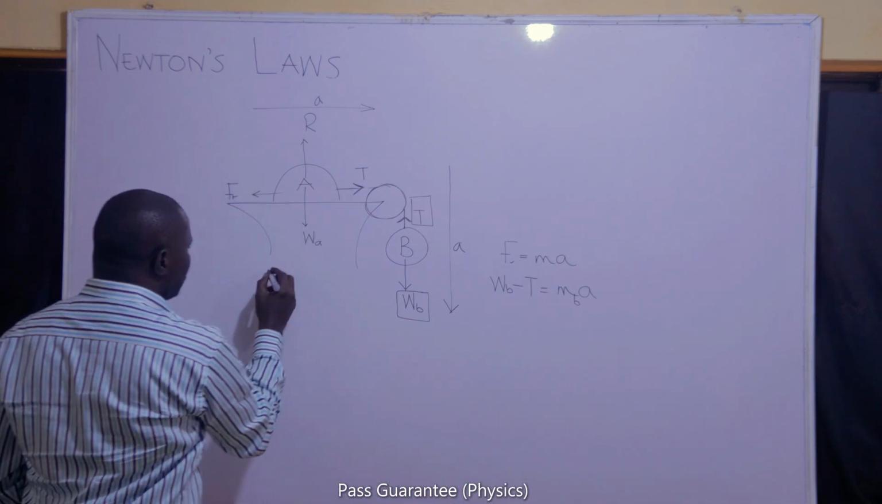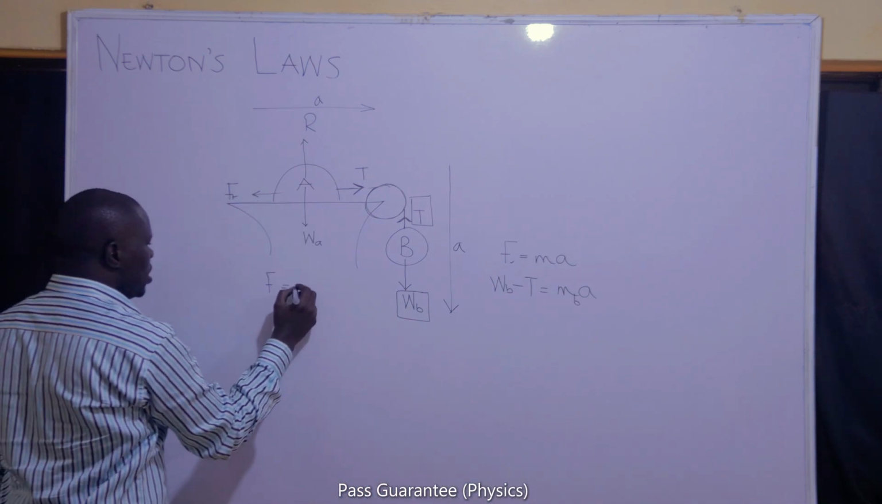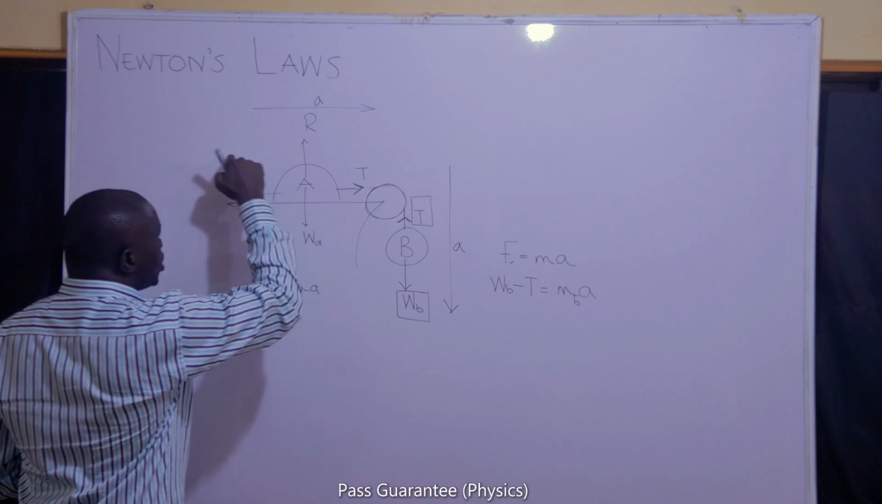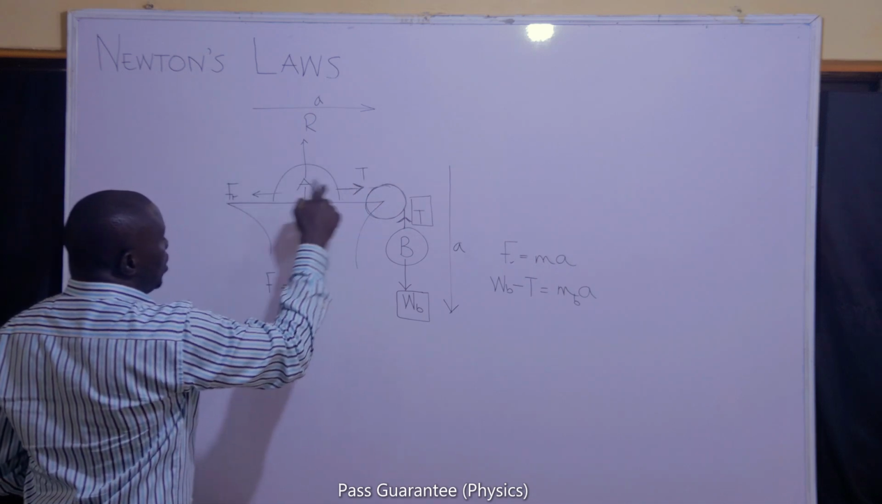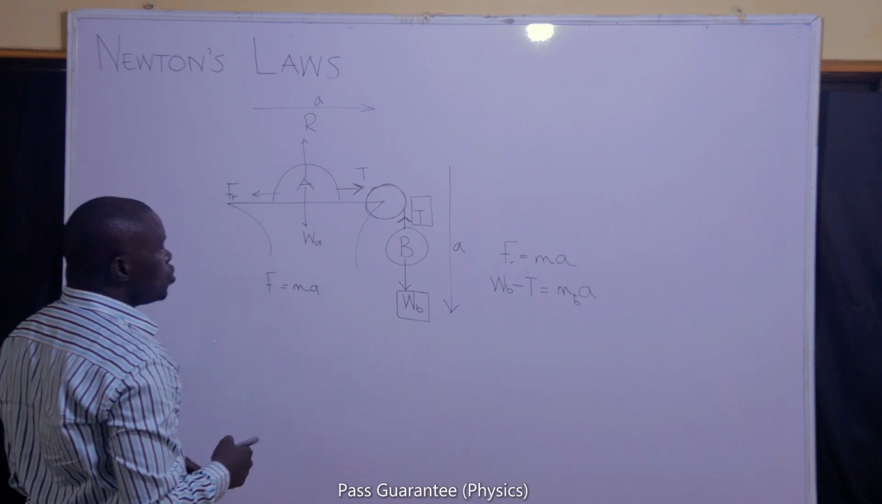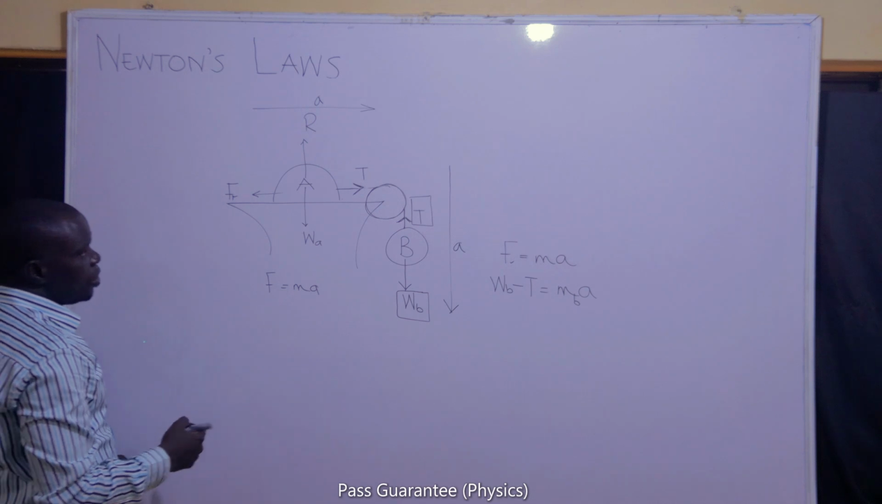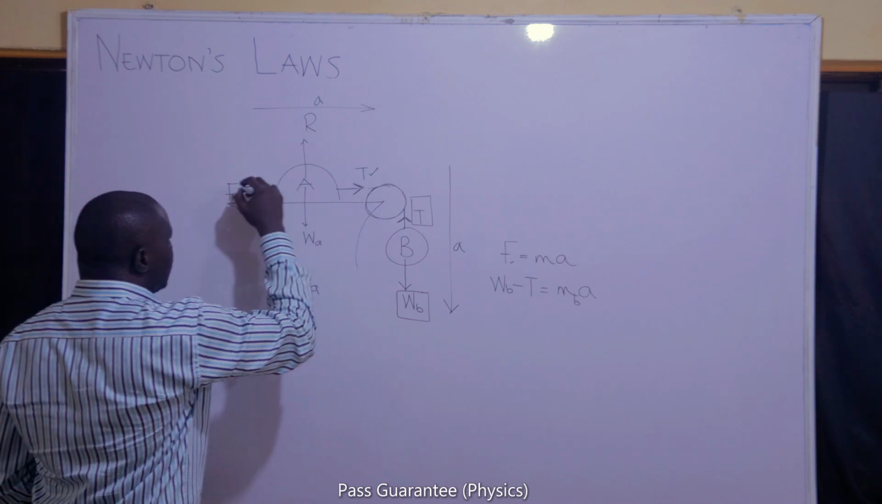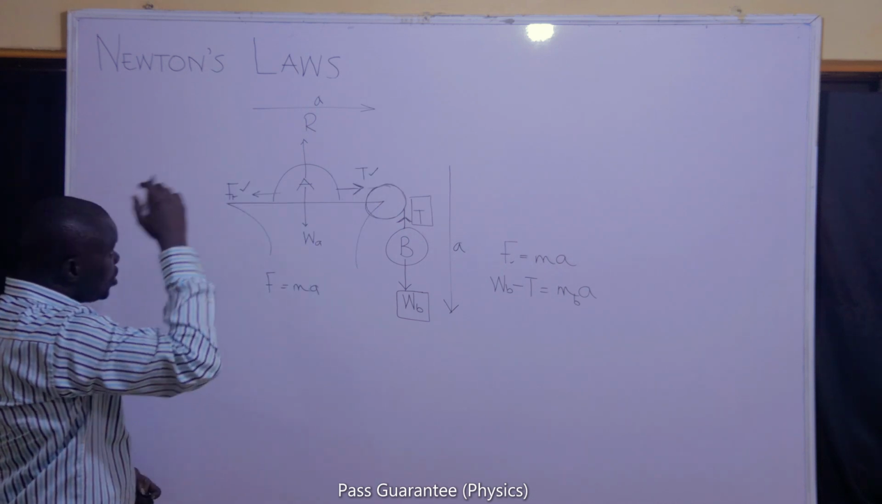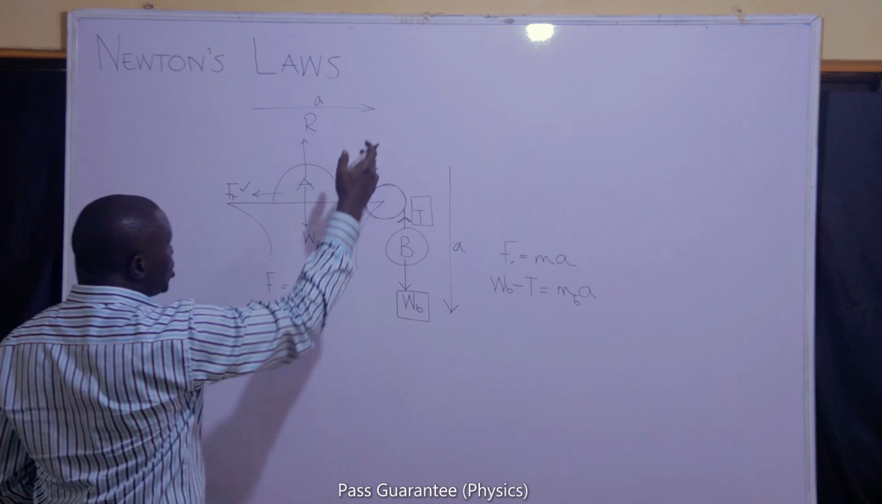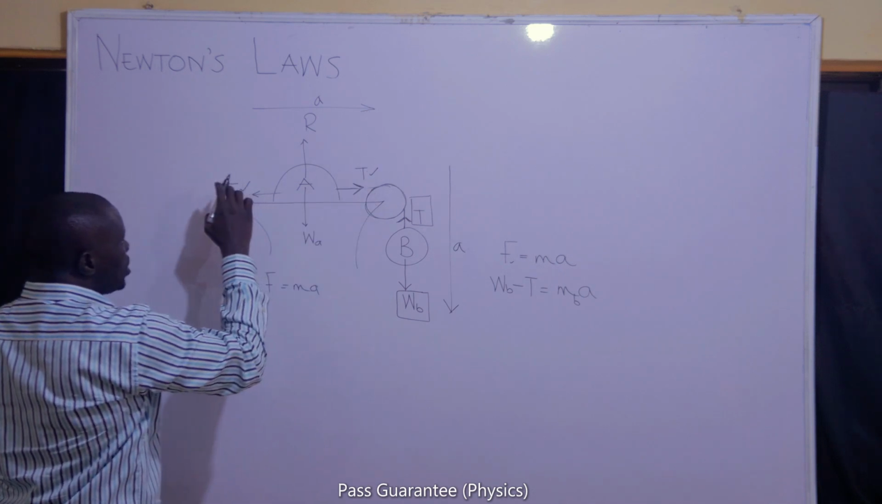For these two, I will write my F is equal to ma. This object is moving horizontally, so the horizontal forces on it will be T and the friction, if there's a friction. If this object is to move in this direction with an acceleration, it means T is more than the friction.